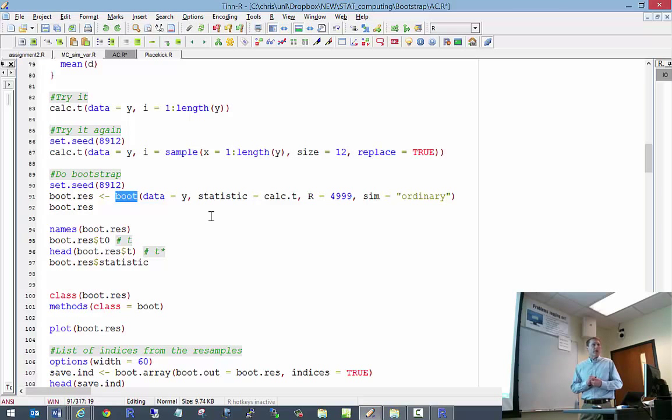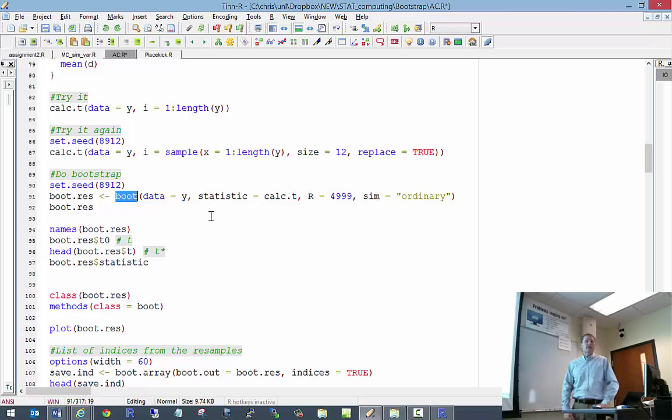Data equal y. Remember, my data is in a vector y. The statistic that I'm going to calculate for every resample, you have to actually write a function to calculate this statistic. And this function has to be written in a particular format, which we will talk about in about 1 minute or less. And so I say statistic equal, and I could have used a different name for my function. I just decided to call it calc.t because it makes sense. I'm calculating my statistic t. I will often use the letter t for our statistic of interest.